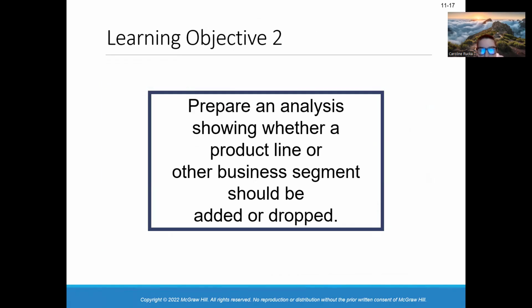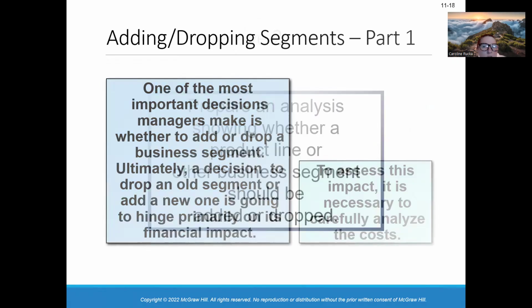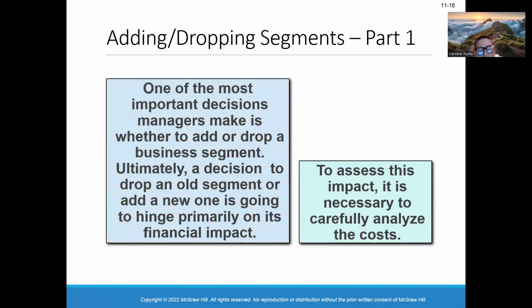Okay, so more real world examples. One of the most important decisions that you can make in upper management is to decide whether or not to keep or drop a business segment that has become unprofitable. Of course, our decisions hinge on that financial impact. How do we reduce our costs? How do we increase our profits?